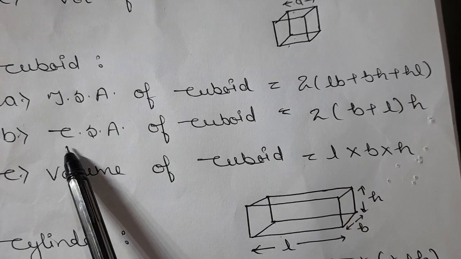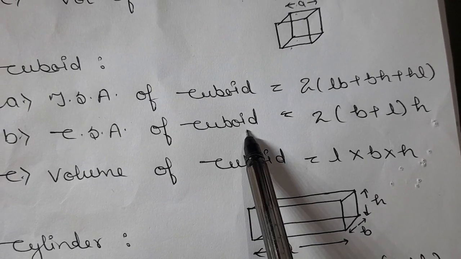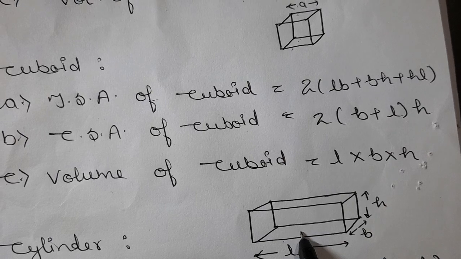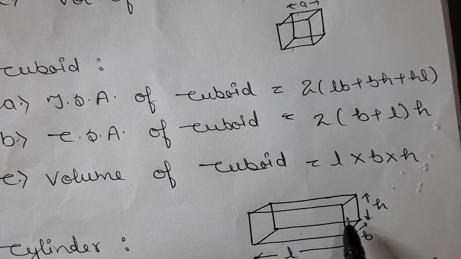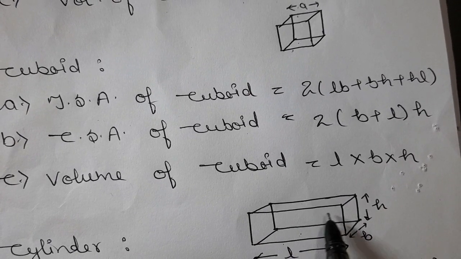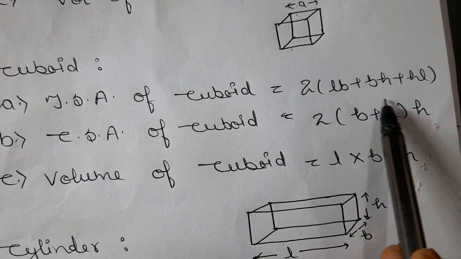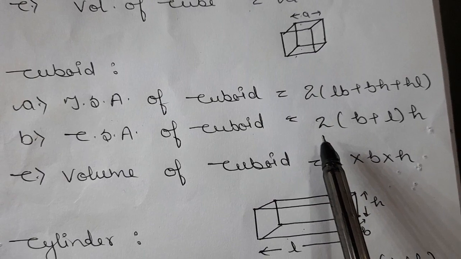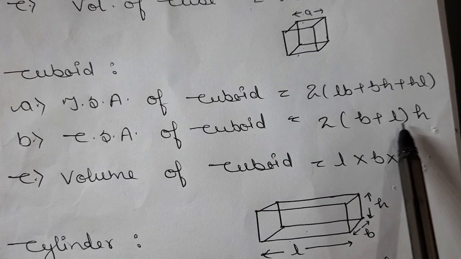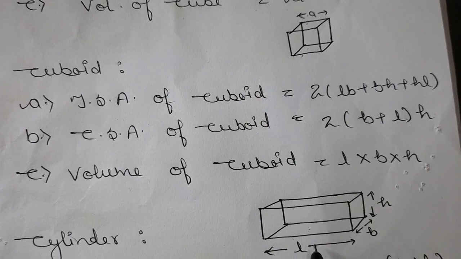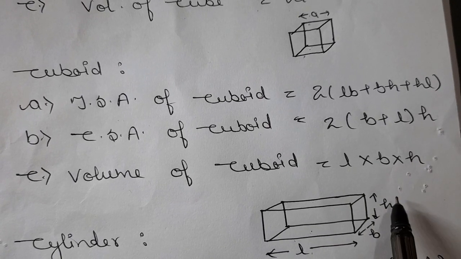Okay, the next is curved surface area of the cuboid. In curved surface area we remove the surface area of base and top, so remaining is the area of the four walls, that is 2 into BH plus HL. After taking H common, we got here 2 into B plus L into H. The next one is volume of the cuboid, that is equals to L into B into H.